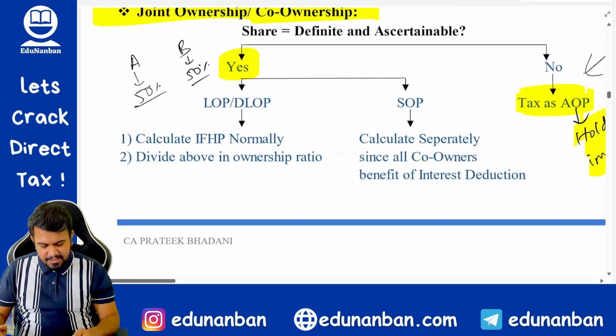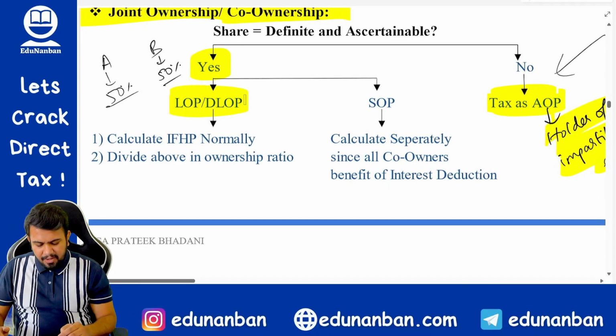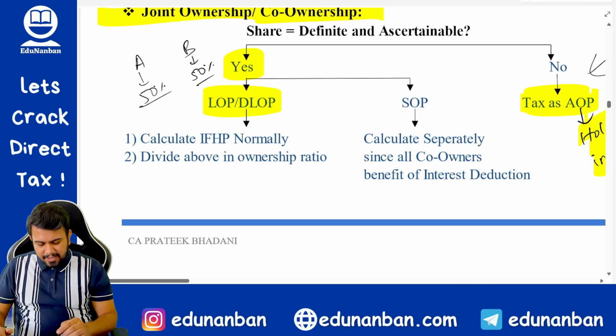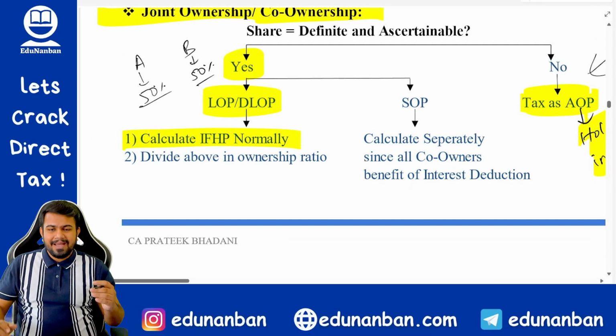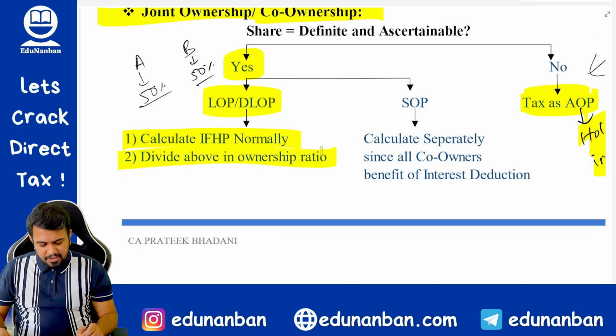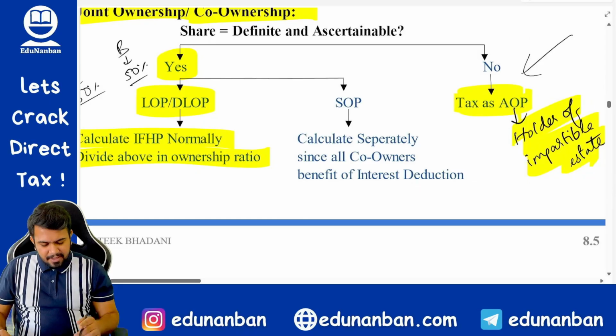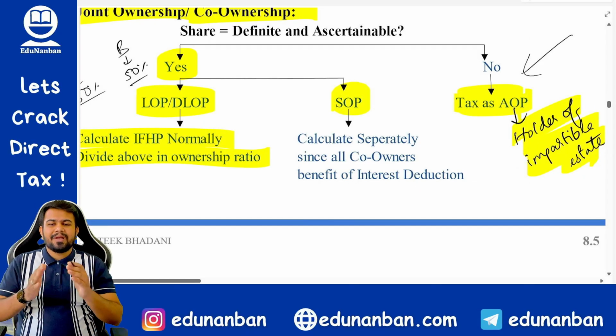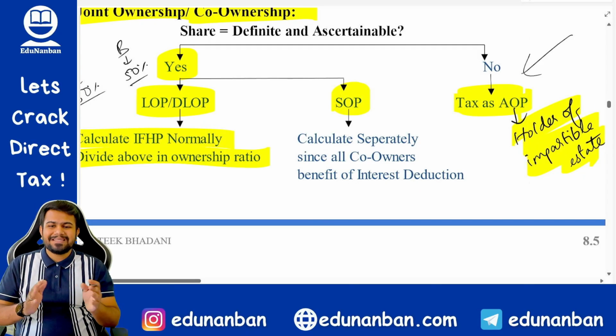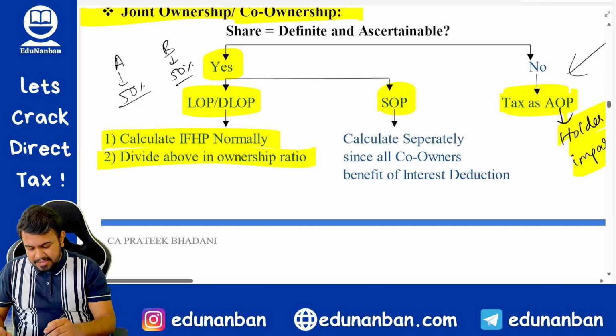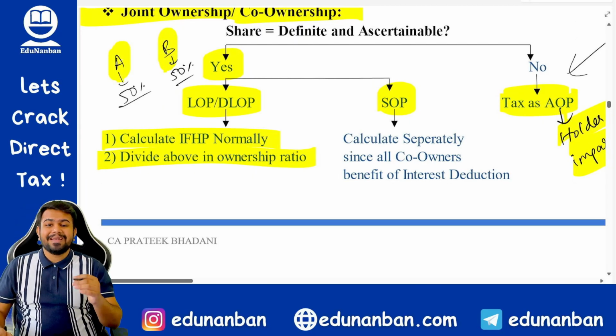In such case, when it comes to DLOP or LOP, you calculate for the entire property, and at the end you divide the answer in the ownership ratio. Okay, and when it comes to self-occupied property, you calculate the income from house property separately, because both these co-owners will get the benefit of the interest deduction.